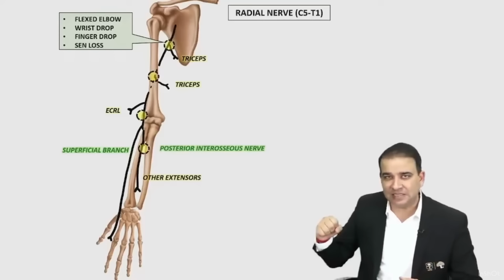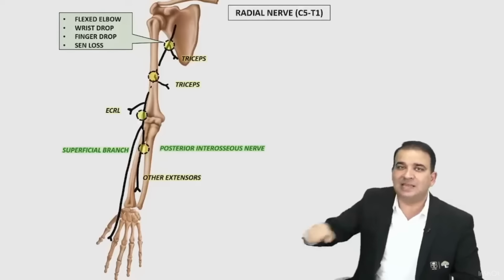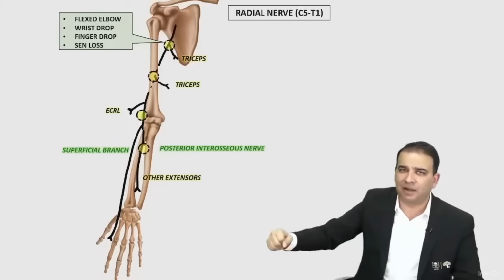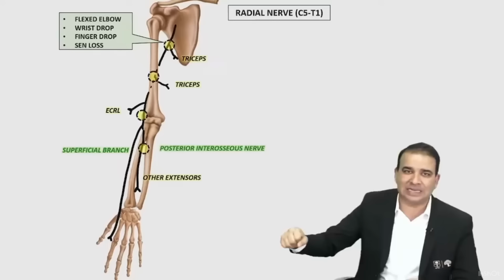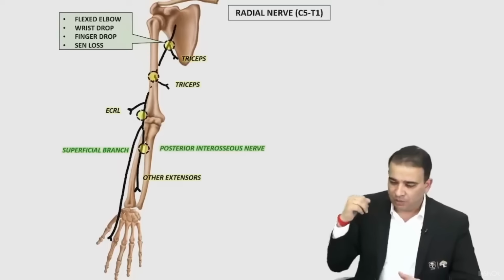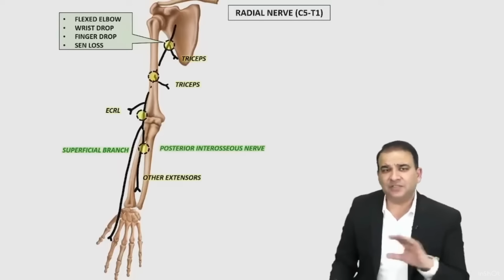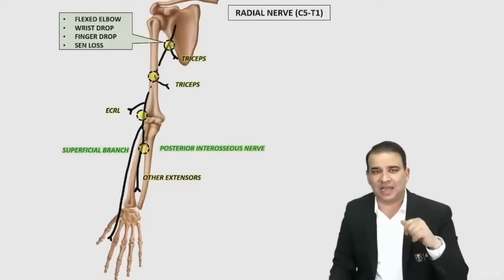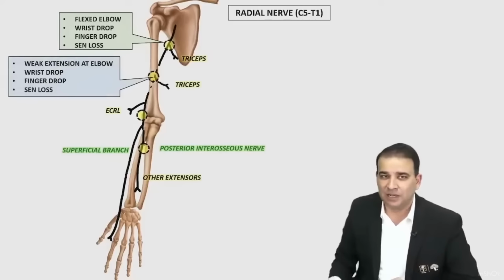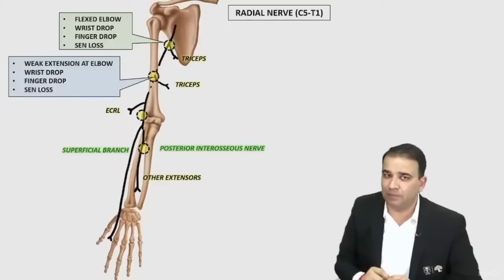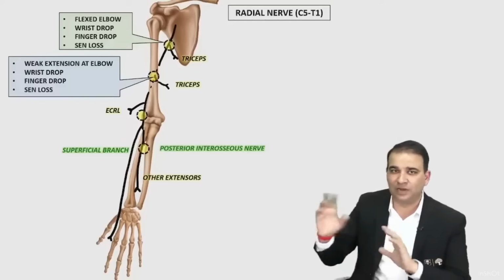There will be weakness. The patient will come with a complaint of weakness in elbow extension because tricep is working partly. Tricep is working partly, so there is a weakness in elbow extension, but flexed elbow is not there. Rest everything is the same. We still have the wrist drop, we still have the finger drop, and we still have the sensory loss here. Look at the first point there, the weakness of the extension of elbow. That's the only difference between the two.